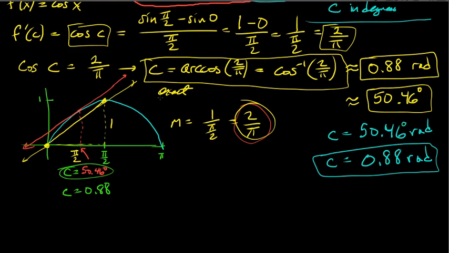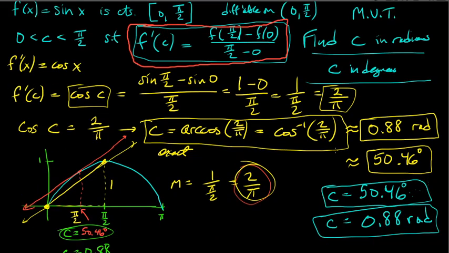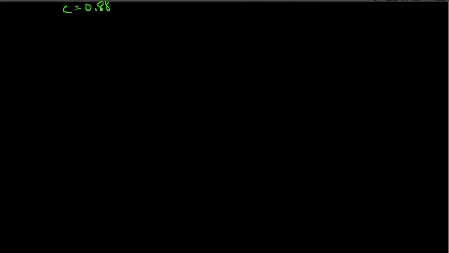So this is 50.46 degrees, not 50.46 radians. Anytime they ask for degrees, you need to put the degree symbol. Otherwise, it's wrong, because I would assume that you're talking about radians. Okay, so that's 15. I'll do one more. I'll do 16. Okay, hang on.